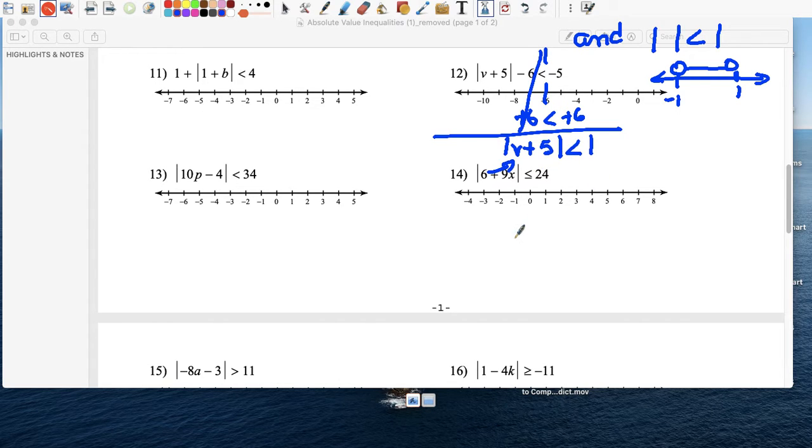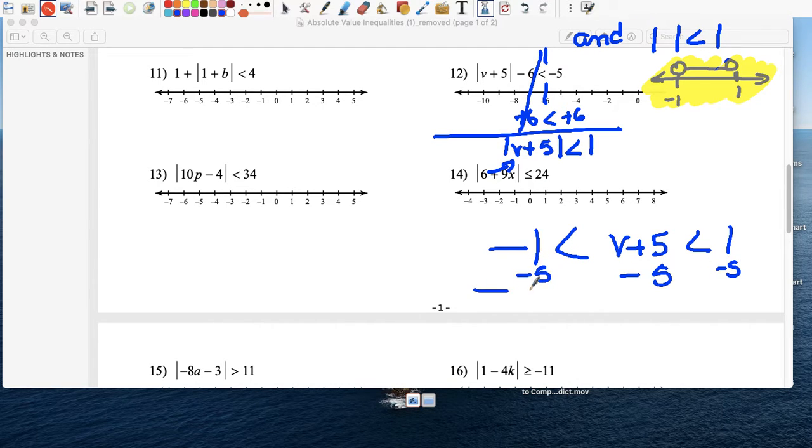So we're looking for values of v. To set up an inequality, we use this, right? That's our guide here. That tells us how to set up our inequality. So we're going to go negative 1 less than v plus 5 less than 1. So that's our setup. It's a compound inequality, right? An and problem. So minus 5, minus 5, minus 5.